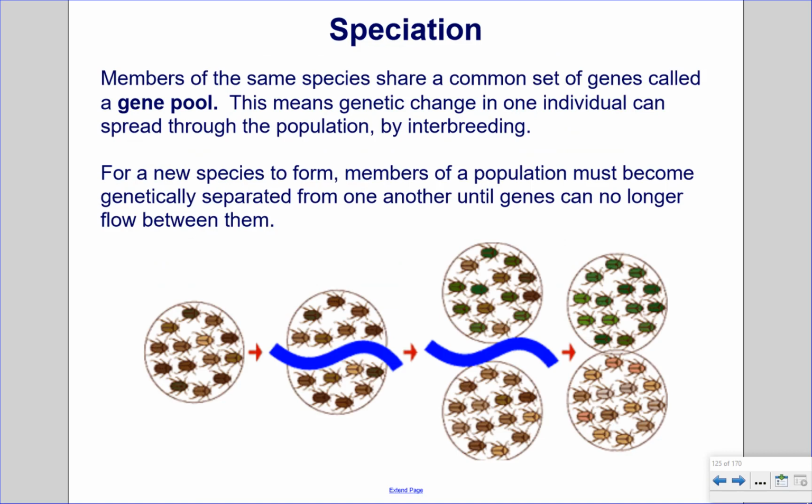Speciation. Members of the same species share a common set of genes called a gene pool. This means genetic change in one individual can spread through the population by interbreeding. For a new species to form, members of a population must become genetically separated from one another until genes can no longer flow between them.